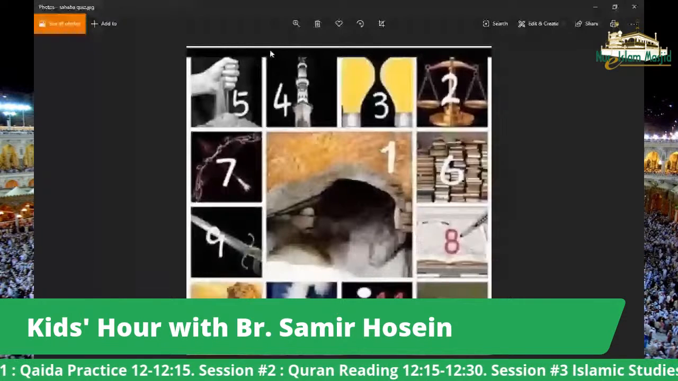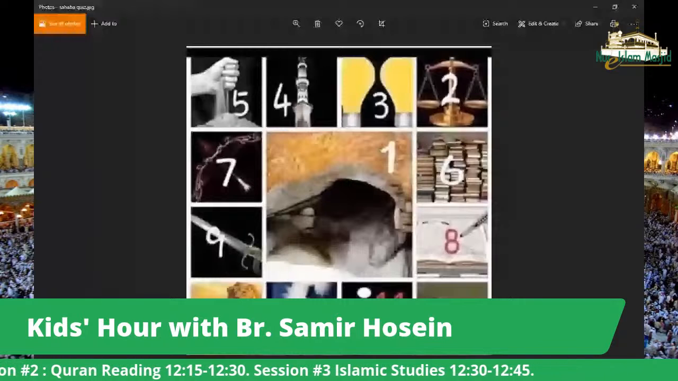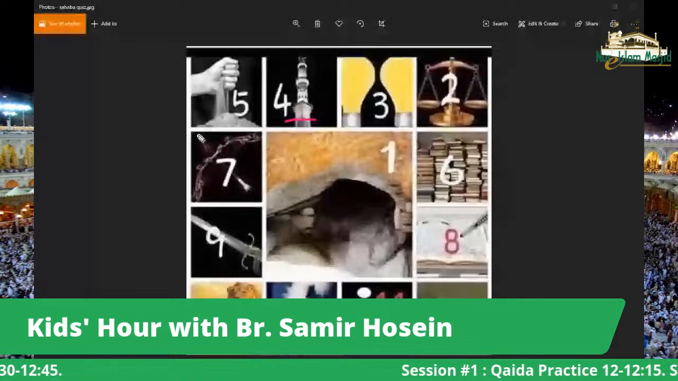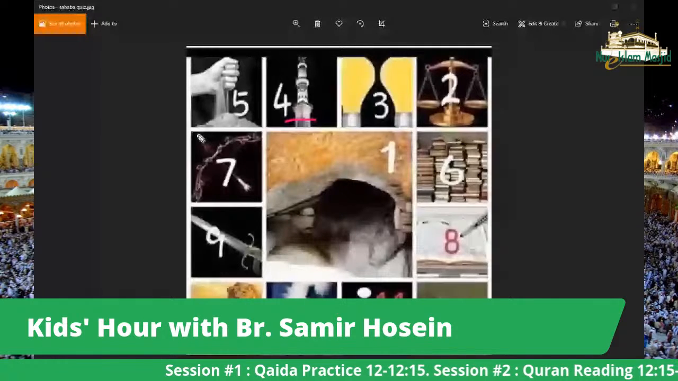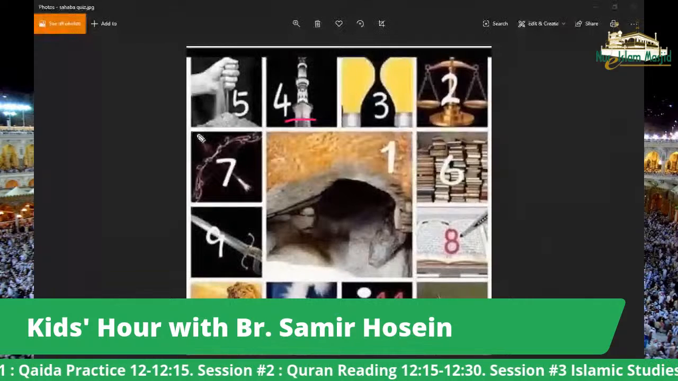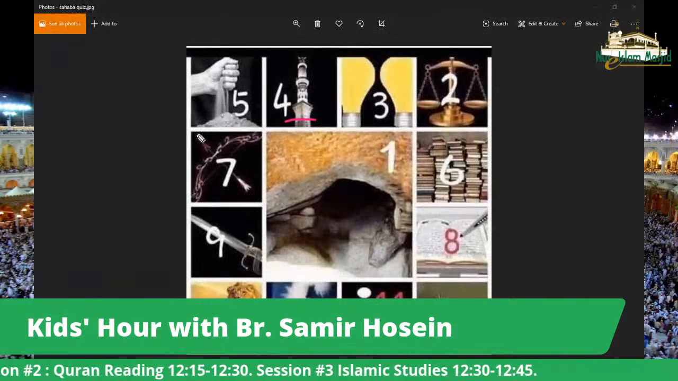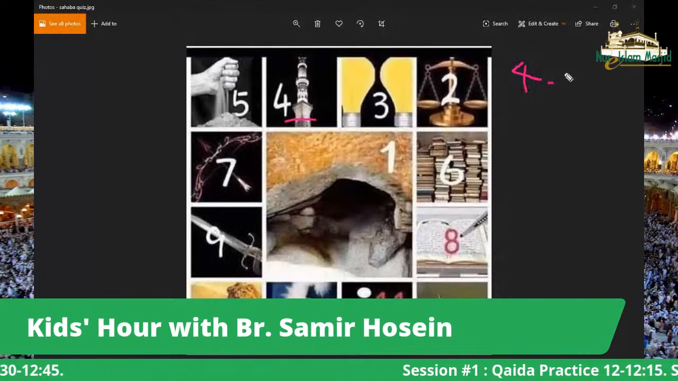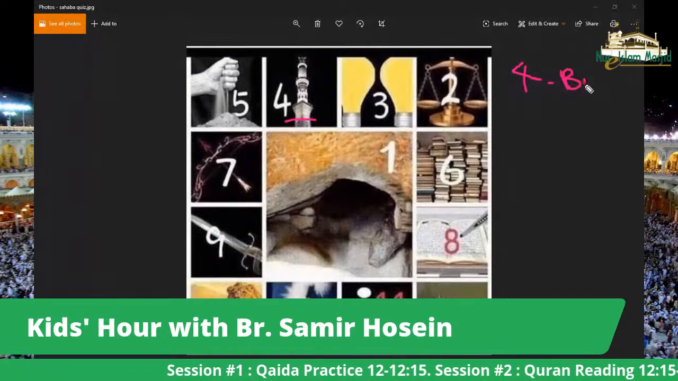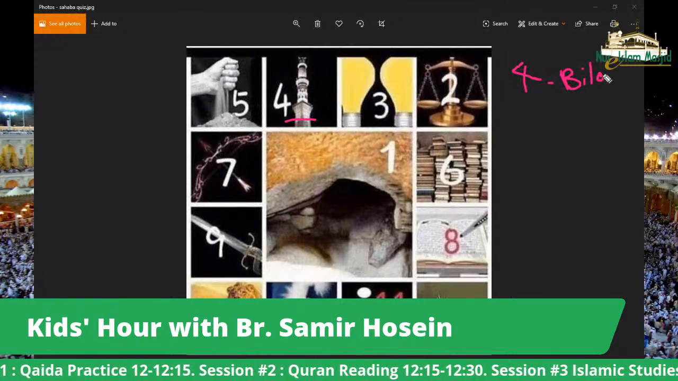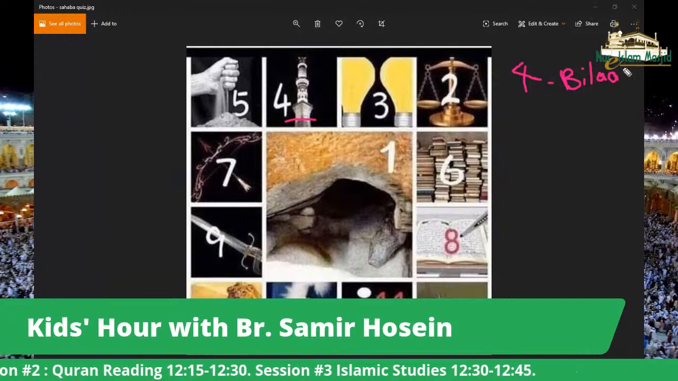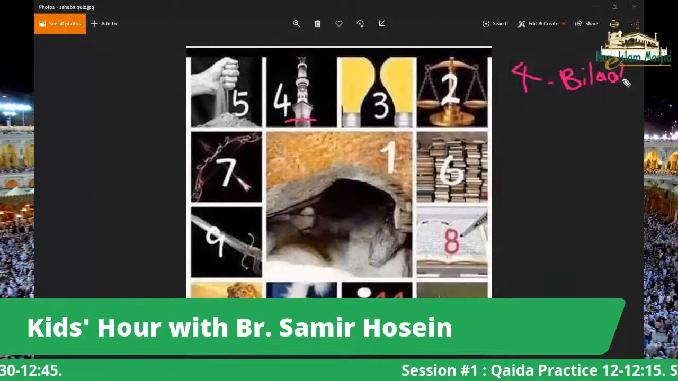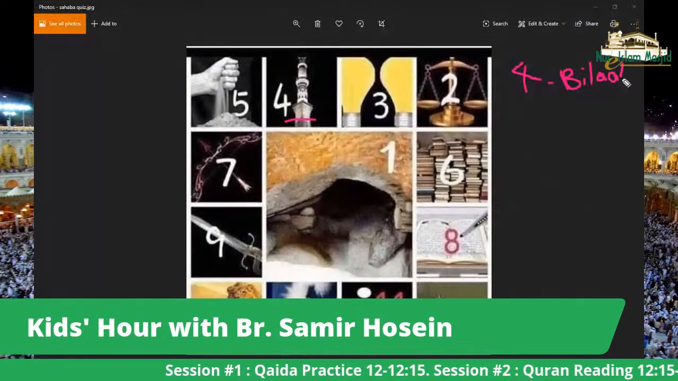Seeing here, it's a picture of a minaret, and if we remember, a minaret is a place where the adhan is called, right? And who was the first person to call the adhan? That person was Bilal radiallahu ta'ala anhu. Right, so number 4 is referring to Bilal. Bilal himself was from Ethiopia, from that African subcontinent. And he was the first person to call the adhan.